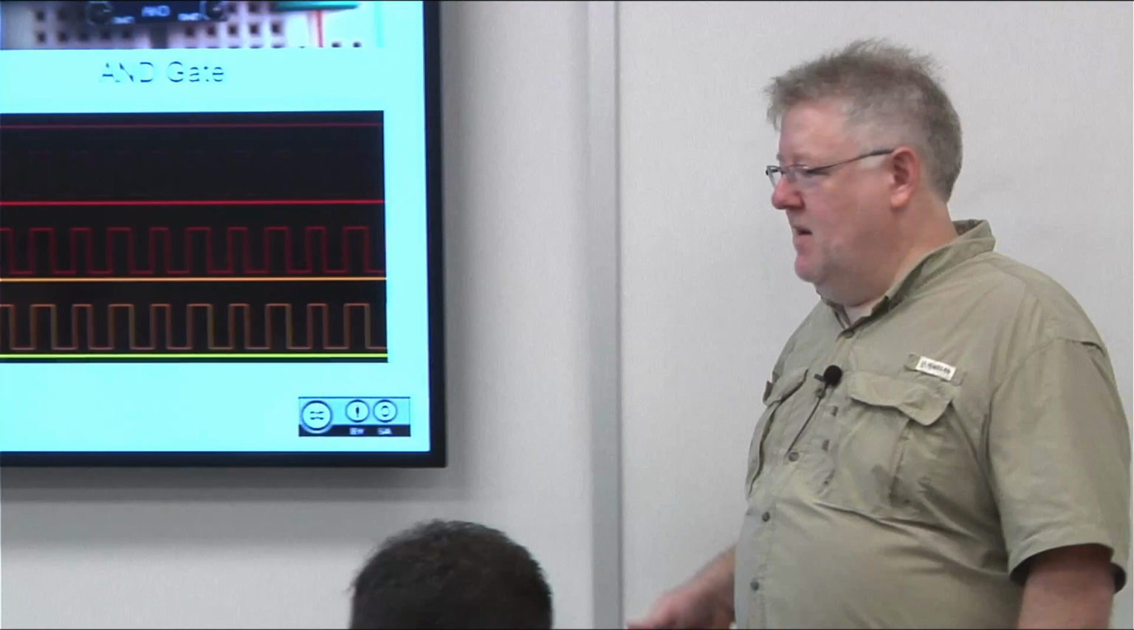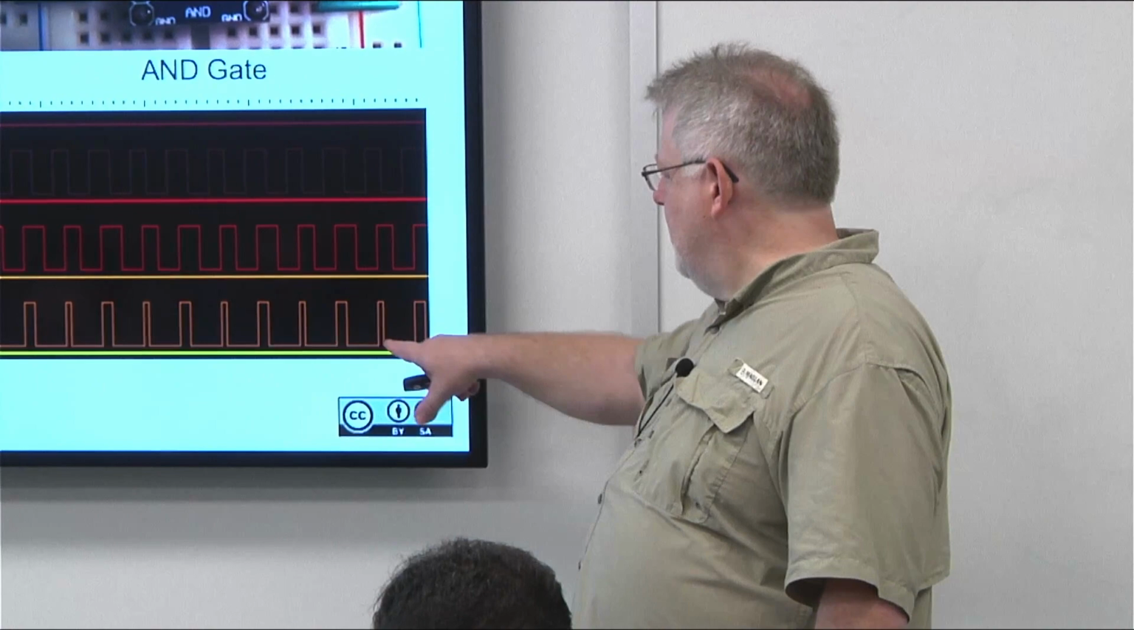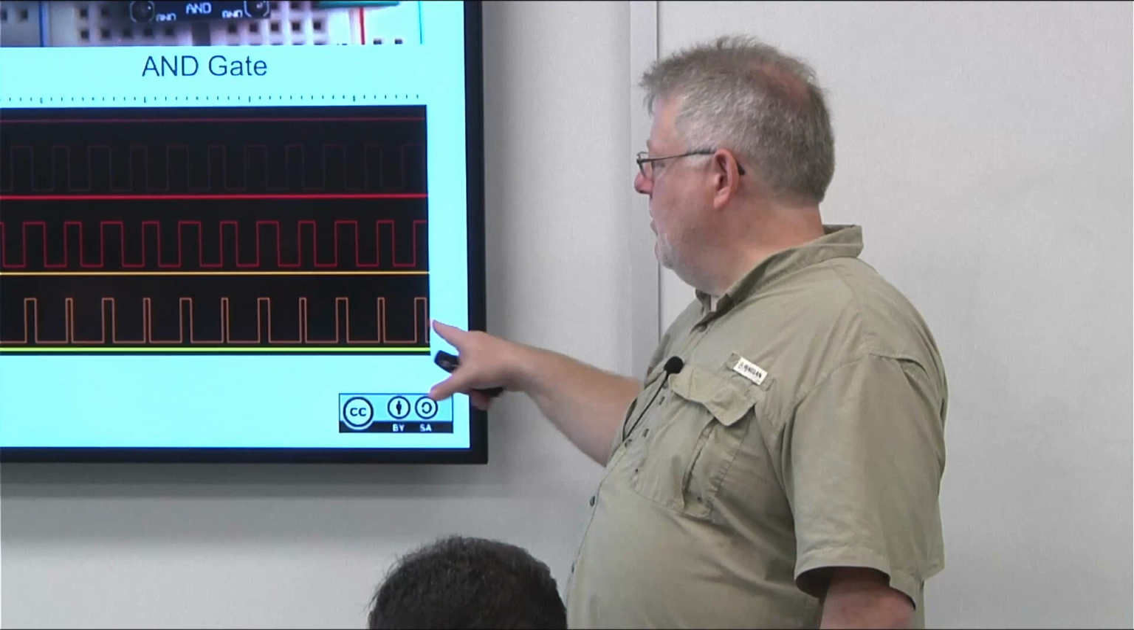So here we can see what happens when they're in phase, in sync. Now here we can see what's happening when they're 90 degrees out of sync. And so we can see that the pulses are narrower because they're only high at the same time for a short period of time.